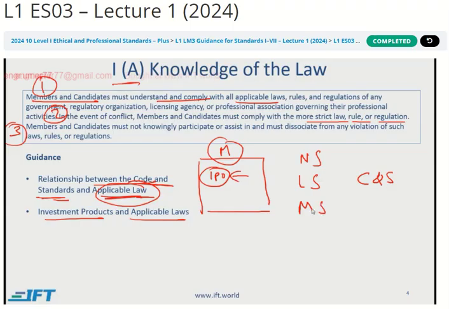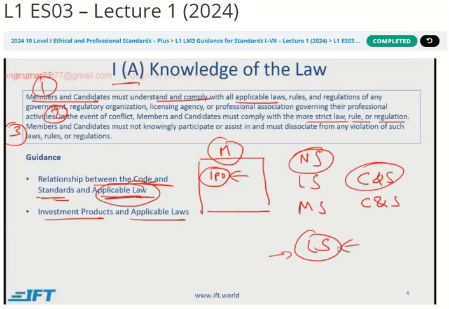And then MS, where the law is more strict than the code and standards. So I'll just go through some of the scenarios. Let's say you reside in NS. So this country has no standards when it comes to investment related work, but you do business in a country that is LS. In other words, this country where you do business has securities related laws, but those laws are less strict compared to the code and standards.